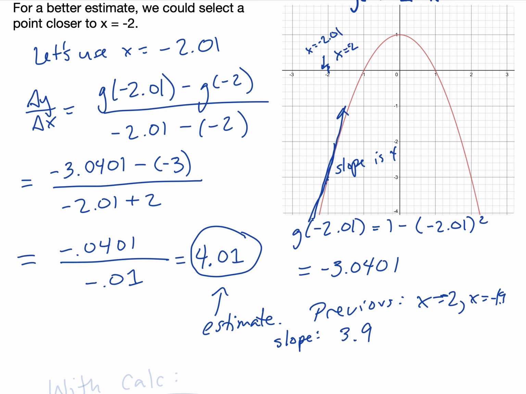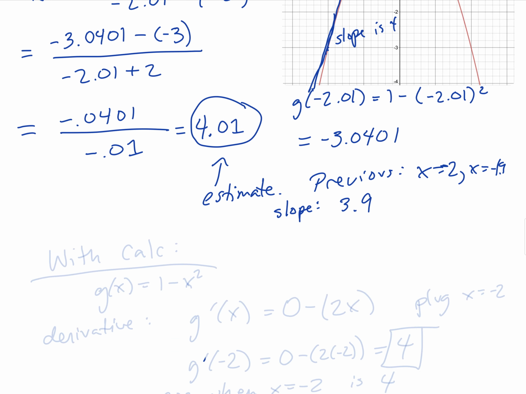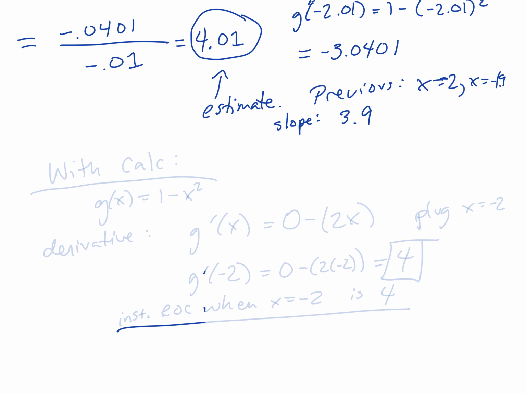So if you had to guess, what is this getting close to? When we measured on one side, we got 3.9. When we measured closer on the other side, we got 4.01. Maybe this instantaneous rate of change is getting close to 4. And if you are familiar with calculus, you might have said to yourself, well, I already know what that instantaneous rate of change should be.